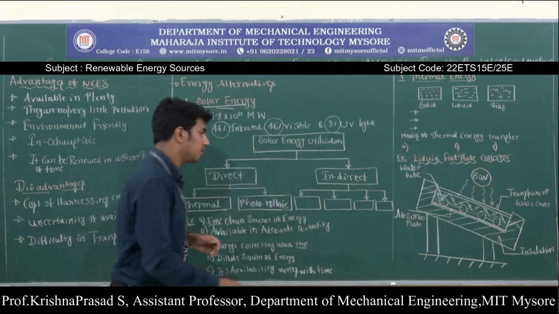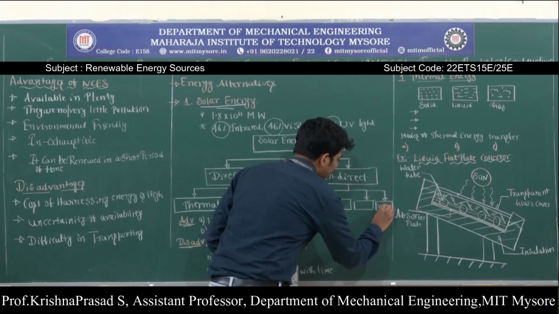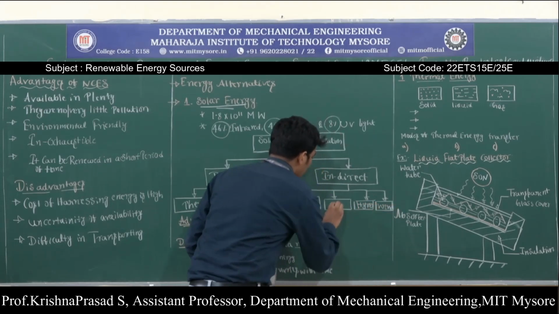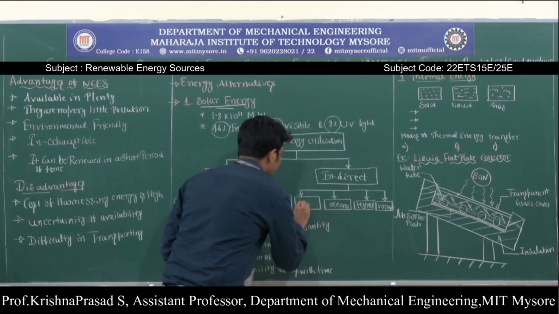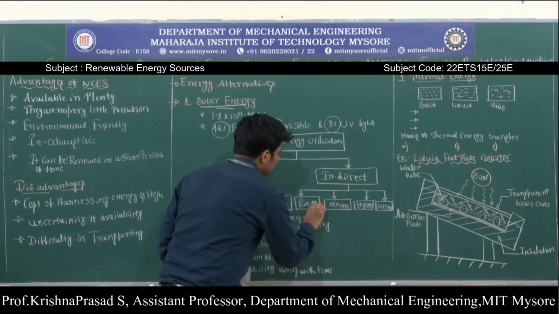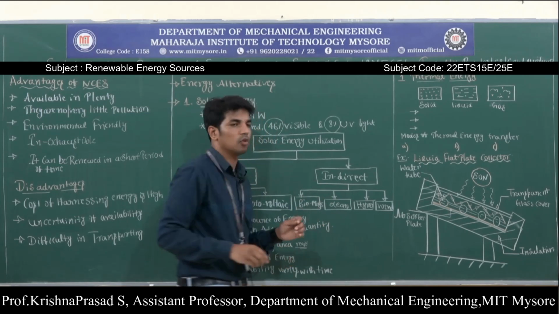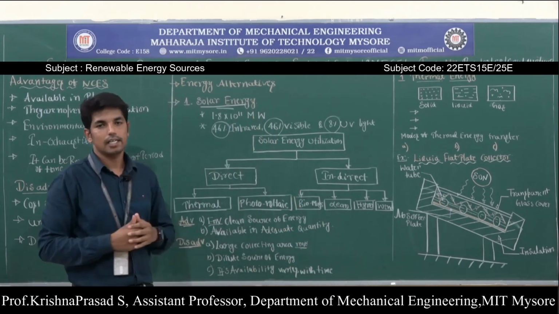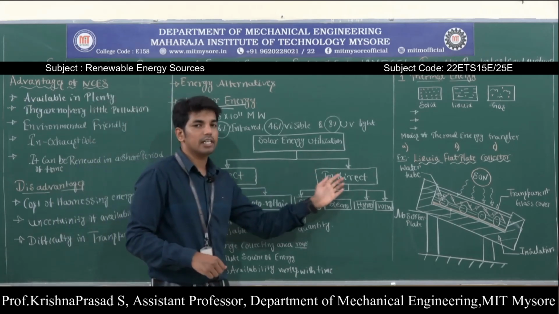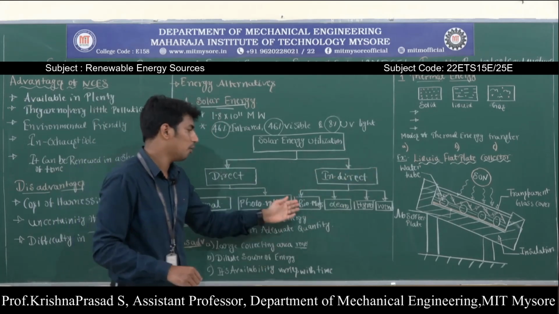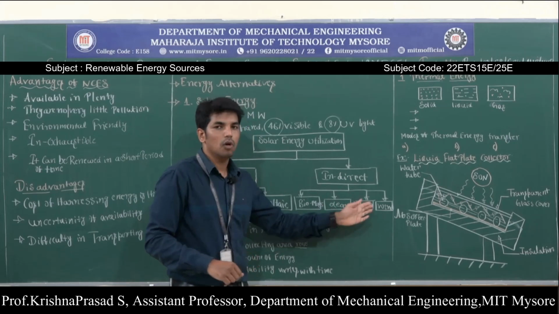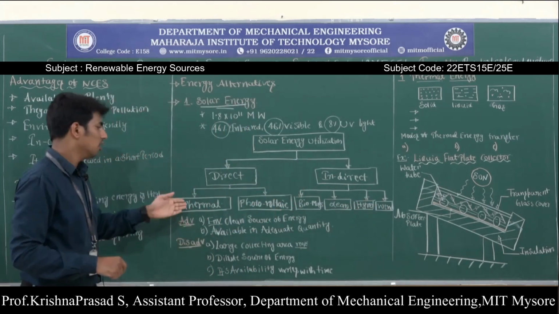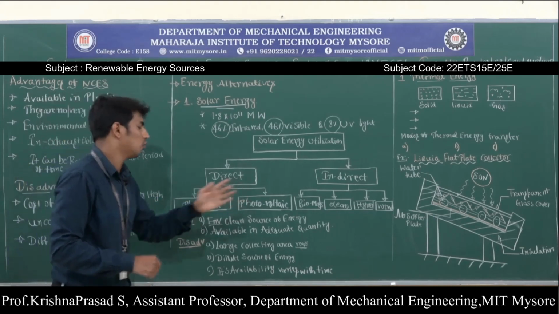Then in the indirect form, we are utilizing it in the form of wind, hydro, ocean and biomass. So this is the utilization of solar energy both directly as well as indirectly. These are all called indirect sources of solar energy, that is biomass, ocean, hydro and wind power, and the direct solar energy utilization is called thermal power and photovoltaic.